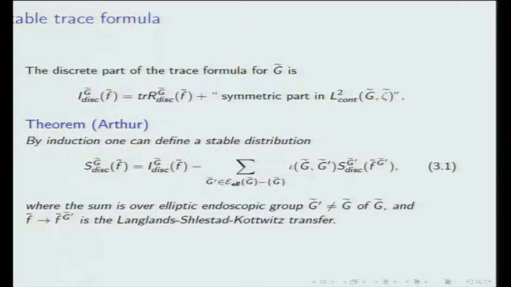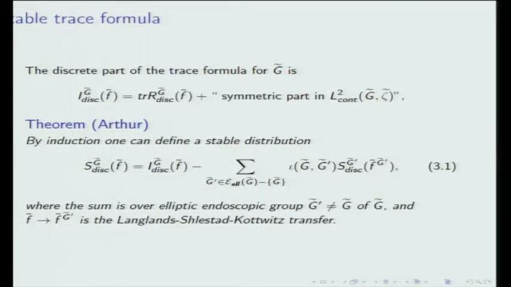So by induction, one can define the stable distribution in the following way. So basically, you subtract from the discrete part of the trace formula all these stable distributions on the endoscopic group, and you want to show that it ends up with a stable distribution. So the main point of this theory is really to show that something is stable, rather than proving an identity. And from this theory, you already see that this is kind of like a global analog of what we want to show in a local situation.